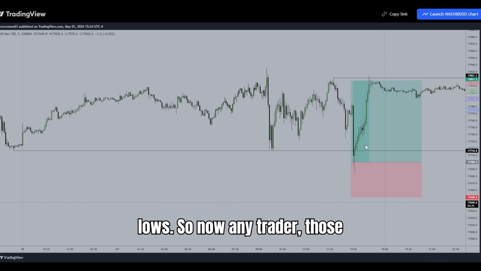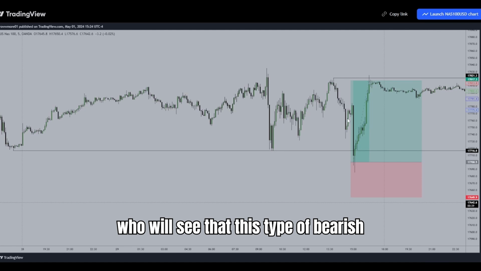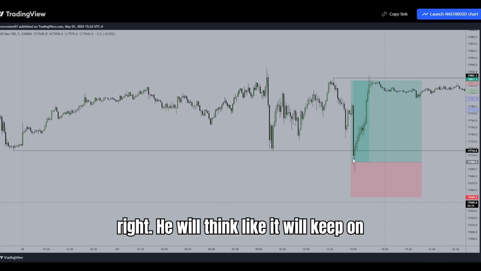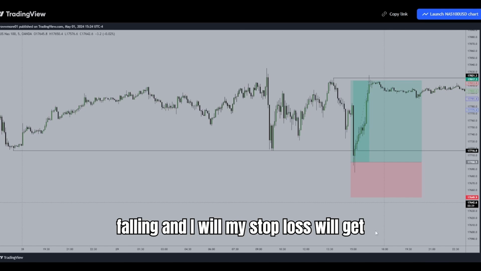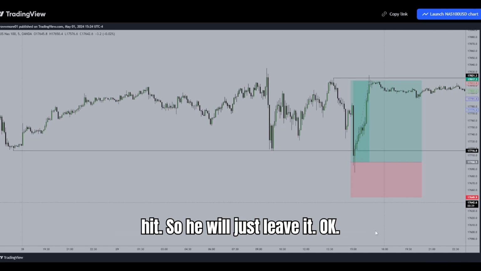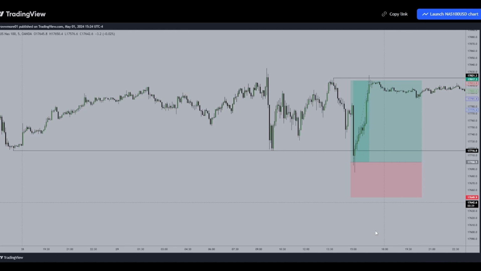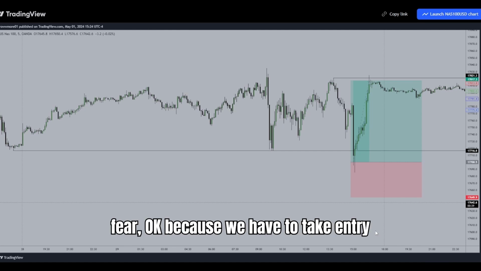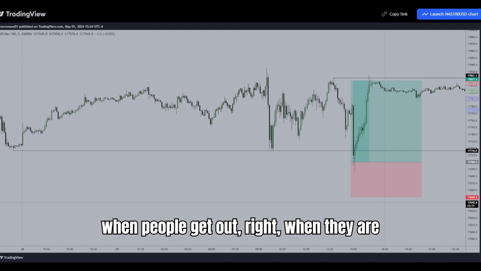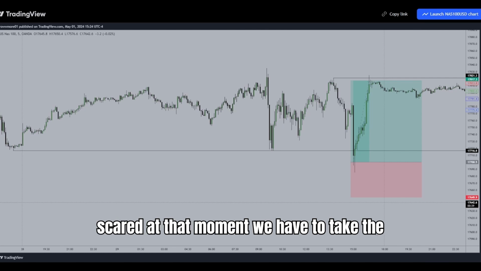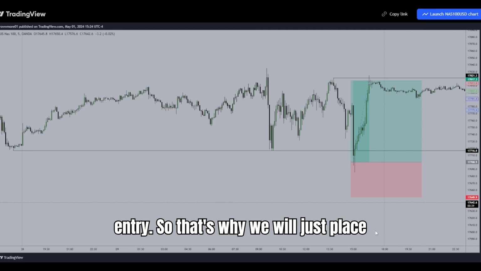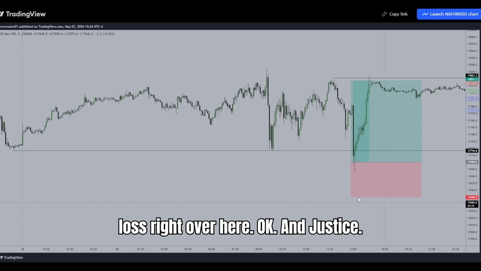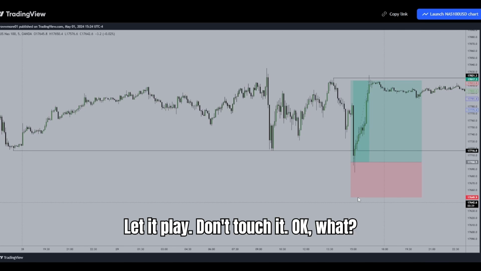So any trader who sees this type of bearish candle will be afraid. He will think it will keep on falling and his stop loss will get hit, so he will just leave it. But we have to play on other people's fear, because we have to take entry when people get out. When they are scared, at that moment we have to take the entry. So that's why we'll place our limit right over here and our stop loss right over here, and just let it play, don't touch it.